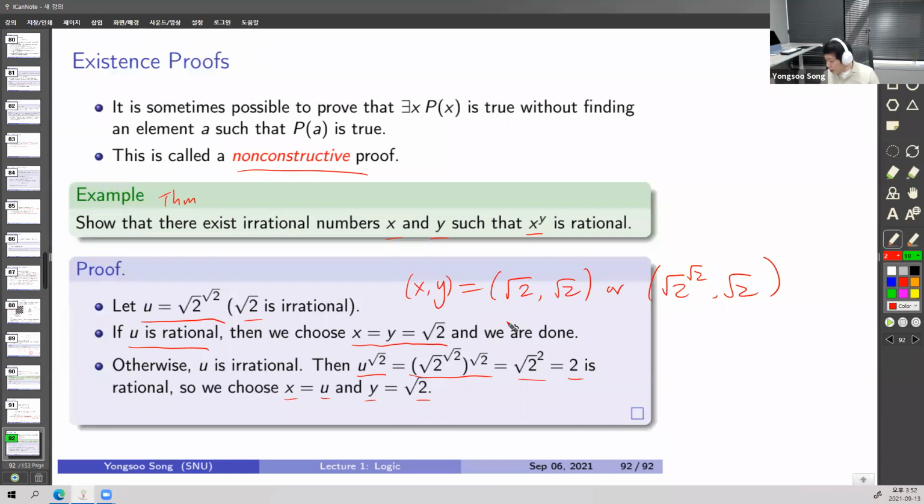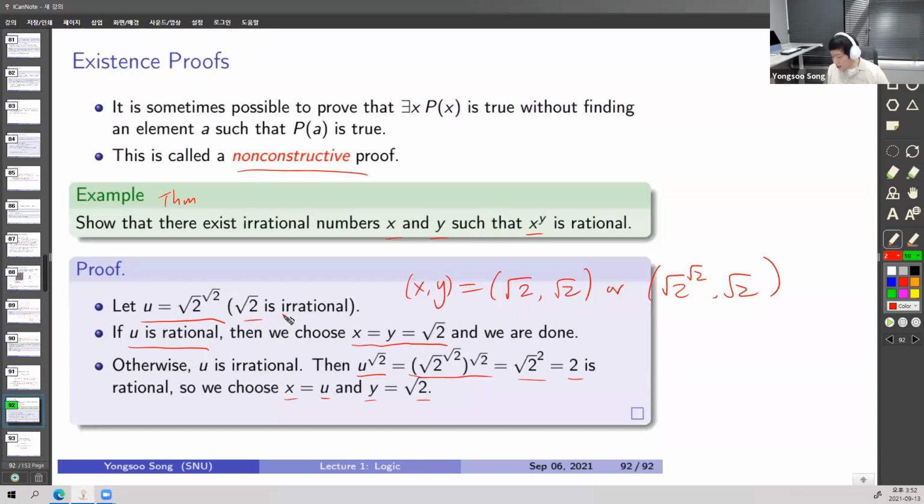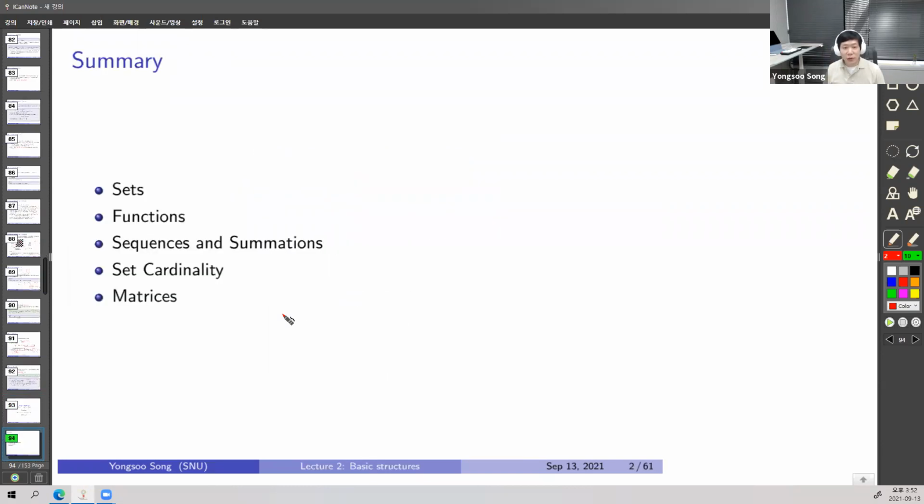So if you're wondering whether u is actually a rational or irrational number, you can use much more difficult theory in math, and u is an irrational number. So the fact is, okay, this is the end of section 1, and we are going to move to the next lecture, basic structure. Any question?